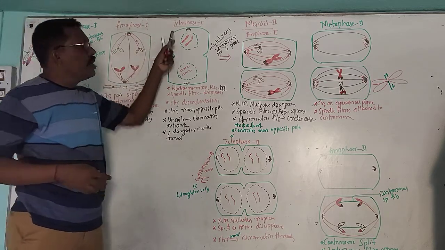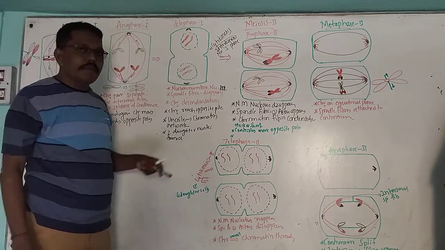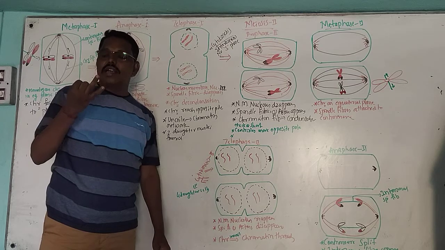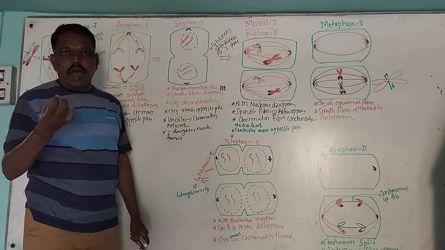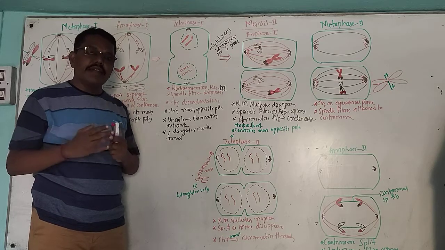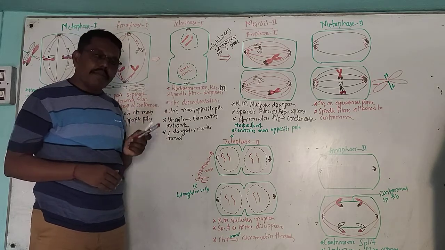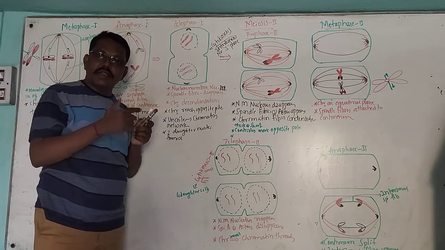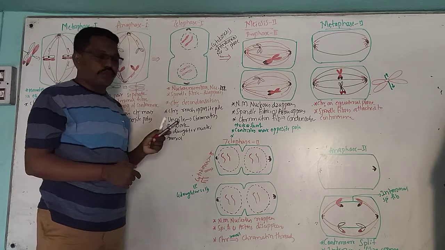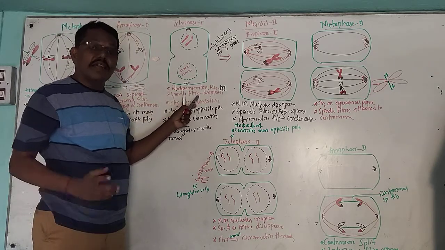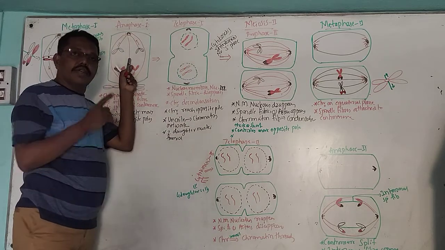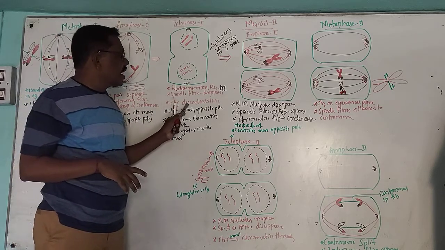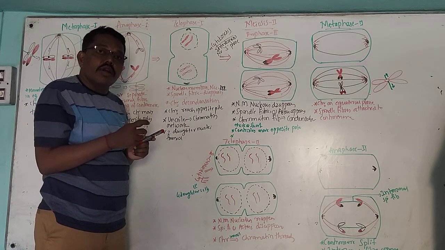Then the last one is called telophase I. Already in the prophase, the nuclear membrane, nucleolus, endoplasmic reticulum membrane, as well as Golgi apparatus membrane disappear. But in telophase I, the nuclear membrane, nucleolus, endoplasmic reticulum, and Golgi apparatus reappear. Then the spindle fibers disappear. Spindle fibers are there earlier, but in the telophase the spindle fibers disappear. Then the chromosomes undergo decondensation and become chromatin threads.